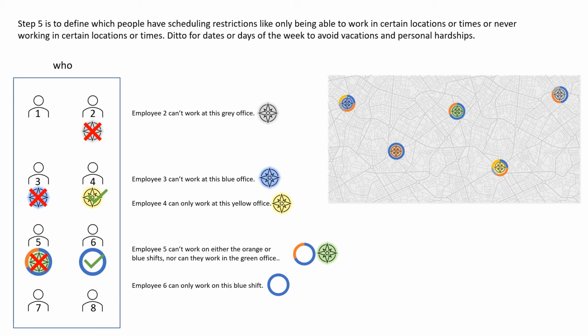So number 1 in this picture has no restrictions. Number 2 cannot work at the gray office, as an example. Number 3 cannot work at the blue office. Number 4 can only work at the yellow office. Number 5 can't work at the green office, nor can they work on either of the 2 shifts, orange or blue. Okay, and number 6 can only work on the blue shift at whatever office. So those are just examples of recording certain restrictions by employee type.